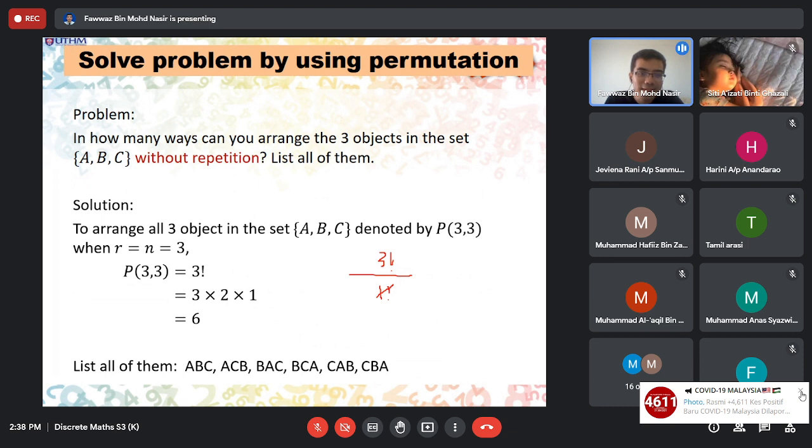Then it asks us to list all of them. So we just list all the possible arrangements of all the elements in this set. So we get ABC, ACB, BAC, BCA, CAB and CBA.